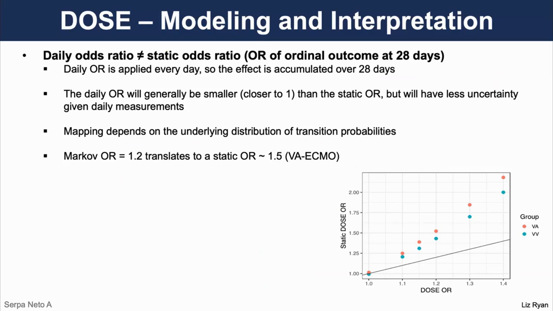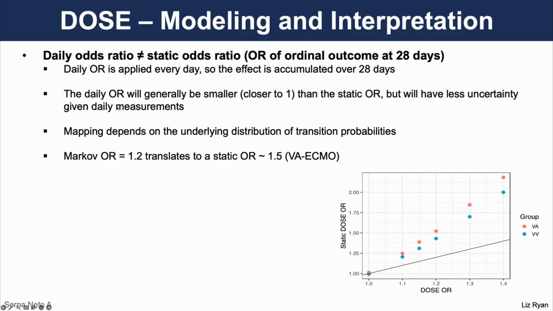And it's very important: in different power calculations and simulations, we found that using this idea of a daily odds ratio, assessing daily states, is very different and provides more power than using a static odds ratio, which is basically, imagine assessing the ordinal state at day 28, and then what happened with the patient at day 28: is on ECMO, is discharged, is on ventilator, and then calculating a static odds ratio. This is very different because the daily odds ratio is applied every day. So the effect is accumulated over 28 days, which results in more power.